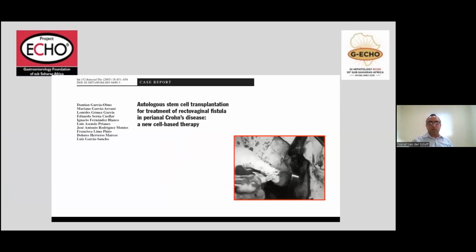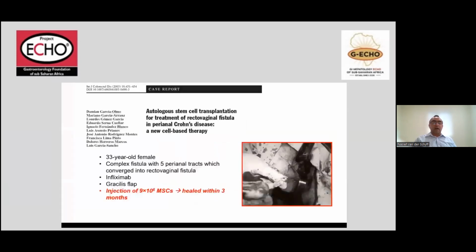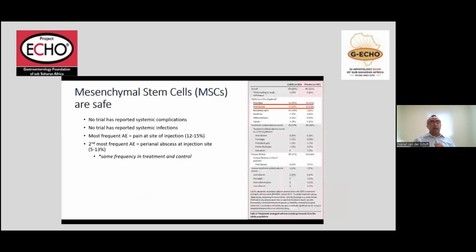an initial case report in 2003 where stem cells were first highlighted, where a patient with very severe peri-anal Crohn's disease healed within 3 months of injecting stem cells. And in actual fact, no trial has demonstrated systemic complications from stem cells. There are no reported systemic infections. The most frequent adverse event was pain at the injection site.